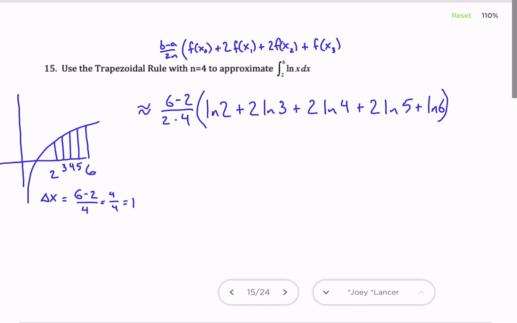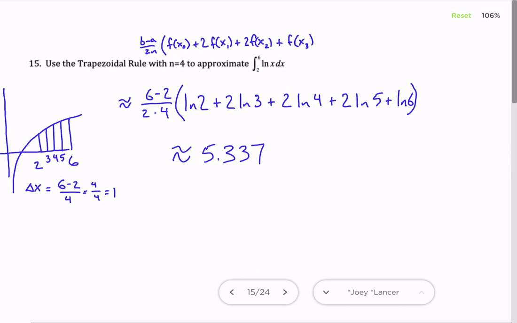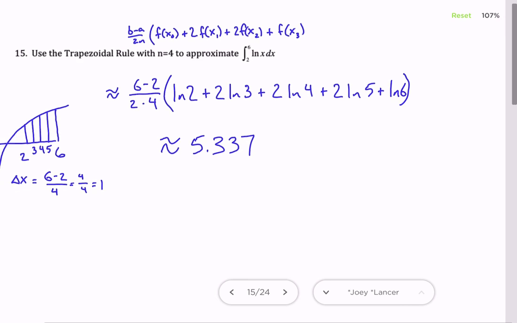All right, so at this point, this just becomes plugging it into your calculator. And when you do that and round to 3 decimal places, you get 5.337. Okay, so just find that natural log button on your calculator or on Desmos and plug it in.